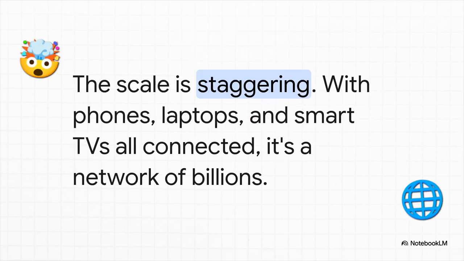The scale is just staggering. You've got phones, laptops, smart TVs, heck, even refrigerators all online. You've got to have a system, right? A super precise, super reliable system, kind of like a global postal service, but for data. So what's the secret sauce?